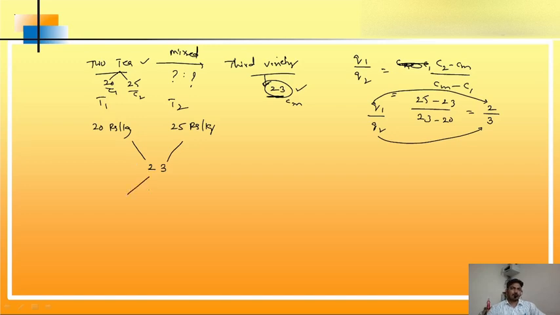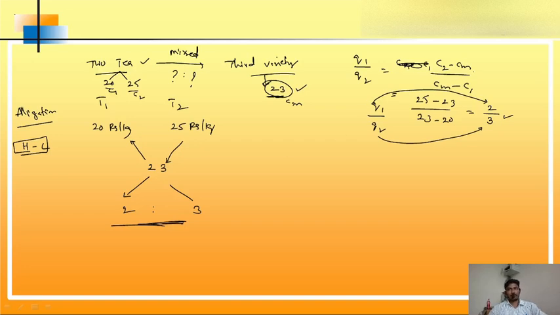Now let us apply the allegation rule to the same problem. You need to remember to subtract the higher number minus the lower number. Here 23 is greater than 20, so 23 minus 20 gives 3. And 25 is greater than 23, so 25 minus 23 gives 2. So the ratio is 2 is to 3. We are getting the same answer.